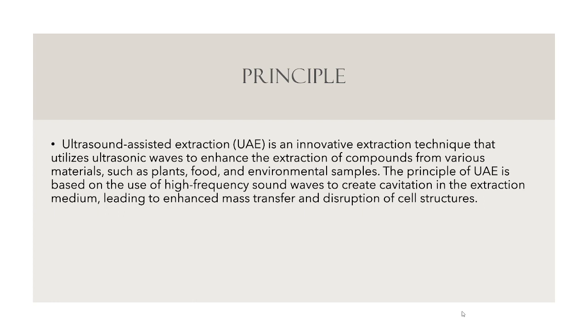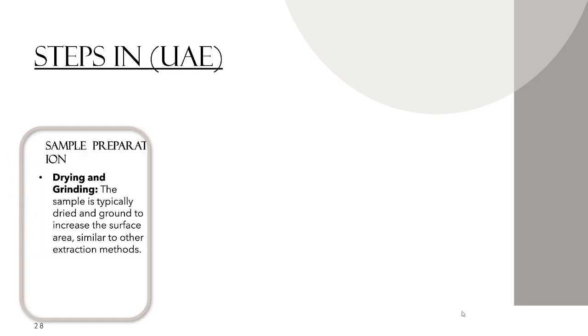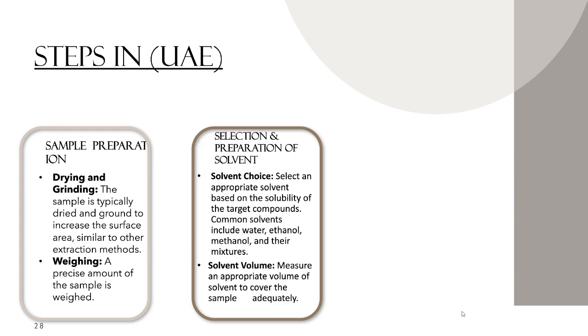The principle of ultrasound assisted extraction is based on the use of high-frequency sound waves to create cavitation in the extraction medium, leading to enhanced mass transfer and disruption of the cell structure. The basic steps in ultrasound-assisted extraction are sample preparation, in which drying and grinding is done. The sample is typically dried and ground to increase the surface area. After that, the sample is weighed so a precise amount is taken.